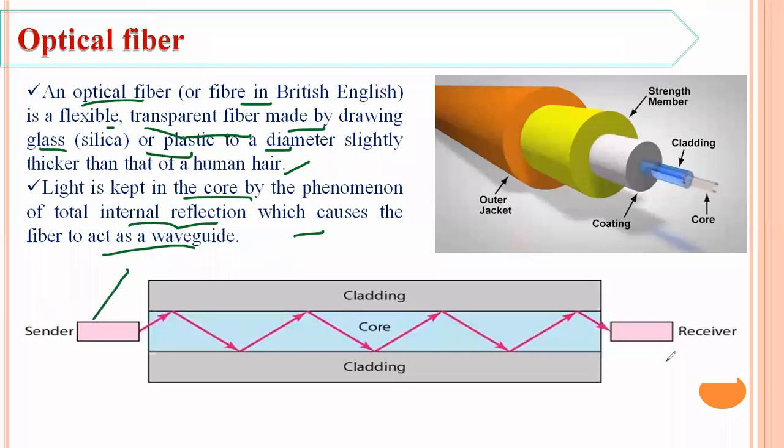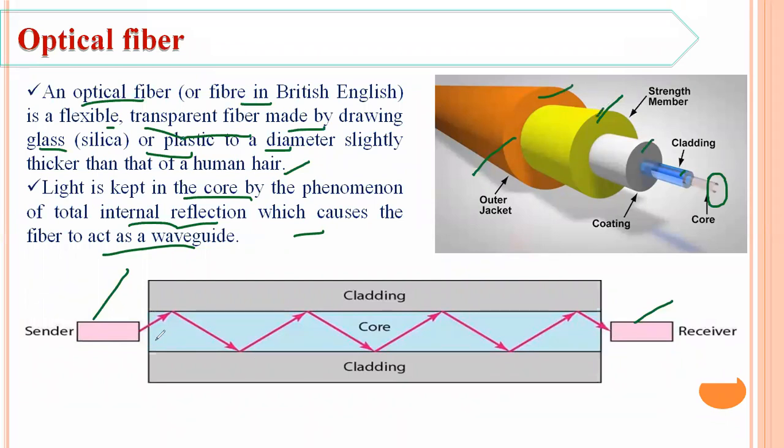Basically this is the sender, and it will send signals to this receiver. Let's see how the optical fiber is made. This is the outer jacket, and in that the strength member. The actual part on which the signals travel is the thinnest part of the wire, the core, and after that we have the cladding, which is of a more dense medium, and then the coating, strength member, and at last the outer jacket.